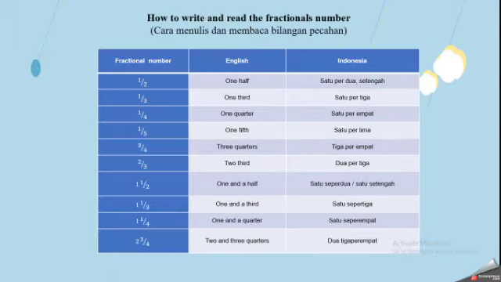The next, there is how to write and read the fractional number. Di sini ada bagaimana cara membaca dan menulis bilangan pecahan. Biasanya bilangan pecahan ini ada dalam bahan-bahan dari prosedur teks. Jadi kalian harus tahu bagaimana cara penulisan dan bagaimana cara membaca dari bilangan pecahan ini.